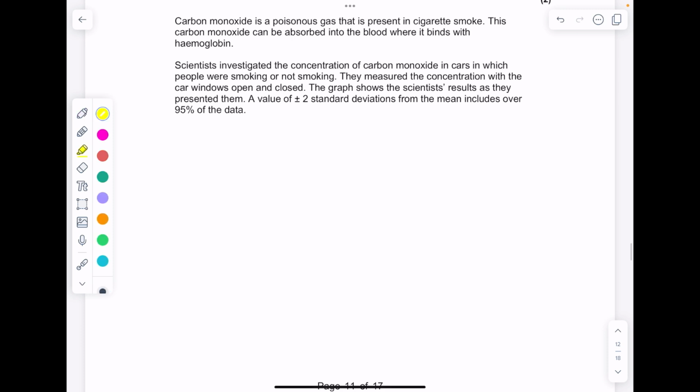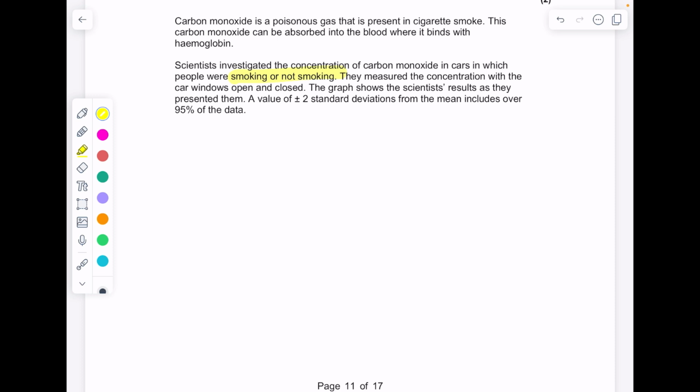Carbon monoxide is a poisonous gas that is present in cigarette smoke. This carbon monoxide can be absorbed into the blood where it binds with haemoglobin. Scientists investigated the concentration of carbon monoxide in cars in which people were smoking or not smoking. They measured the concentration with the car windows open and closed. The graph shows the scientists' results as they presented them.